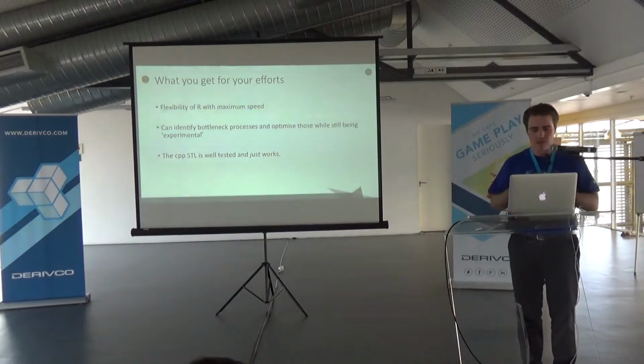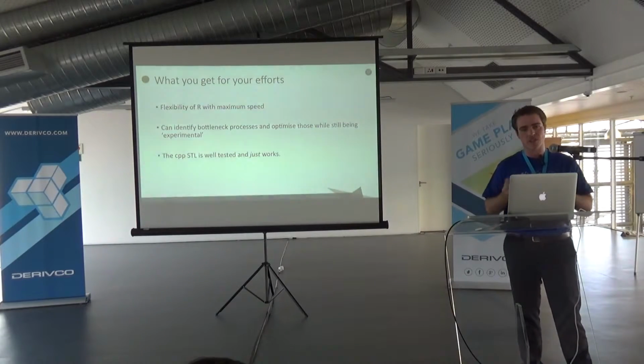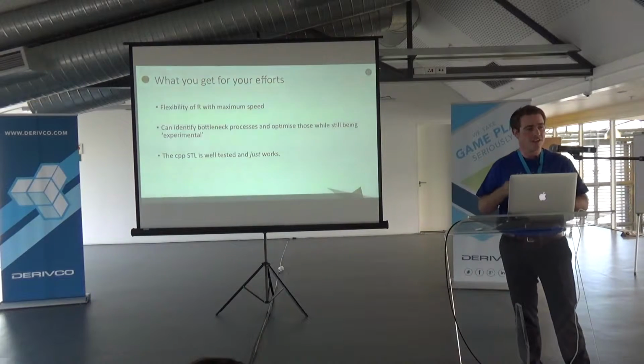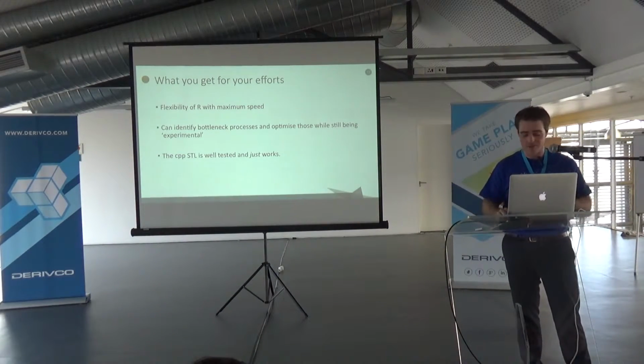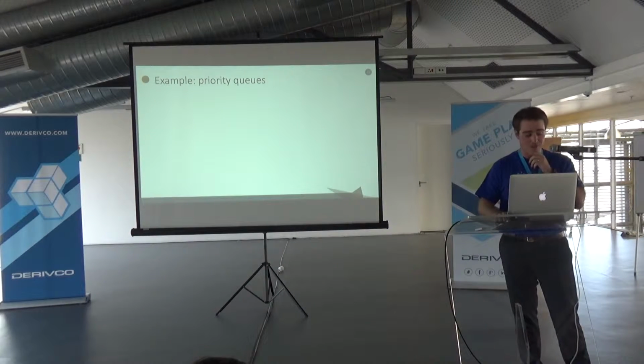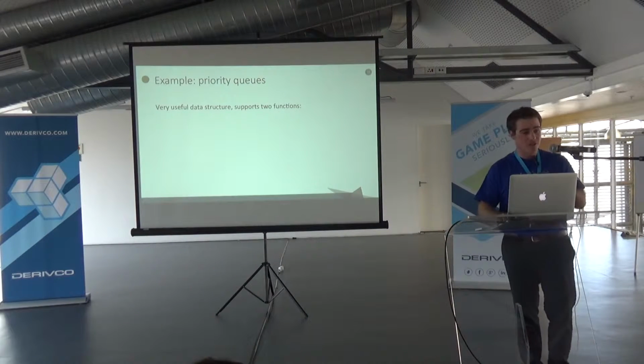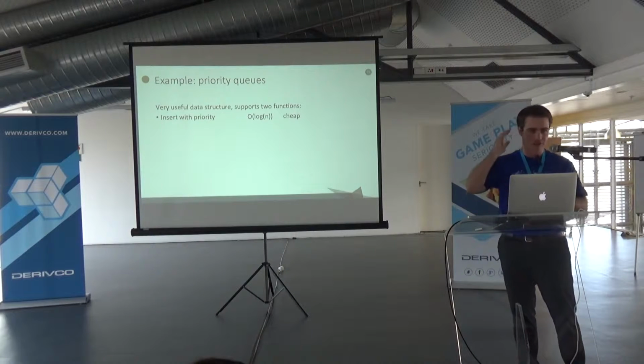So the C++ library or ecosystem has this thing called the standard template library, which is a whole bunch of really well-tested algorithms. So let's say you want a priority queue. You're not going to go and invent a priority queue from scratch. You're going to use one that's already there. Okay. So I'm going to do an example on priority queues. Very useful data structure, and this is, unfortunately, please don't glaze over on me.